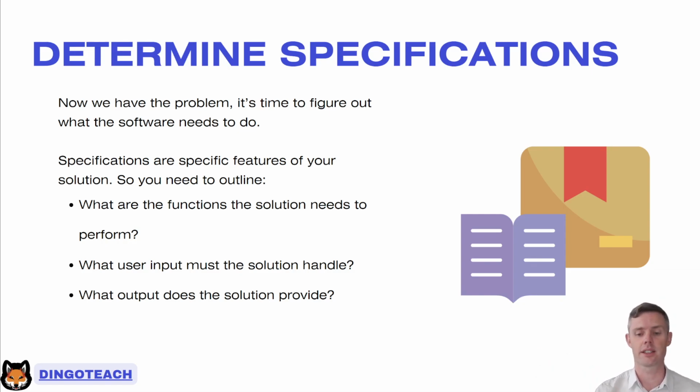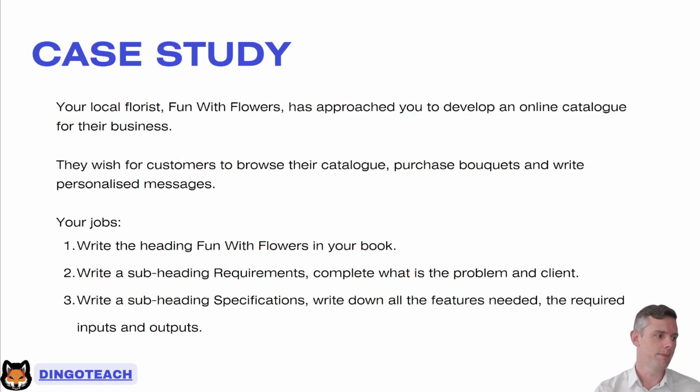Again, it's specifics. Okay, so I'm going to give you a quick little scenario, back to Fun with Flowers. I want you guys to have a think about that online catalog that they want. They want customers to be able to browse a catalog, purchase bouquets, and write personal messages. So I want you to, first of all, what are the requirements? Who is the client? Okay, what do they need from this problem? And then finally, write down all the specifics, including the inputs.